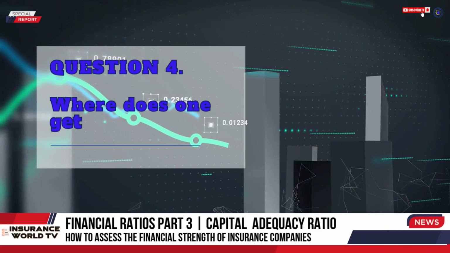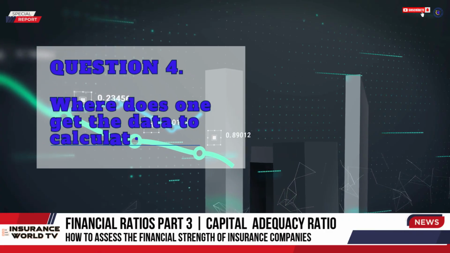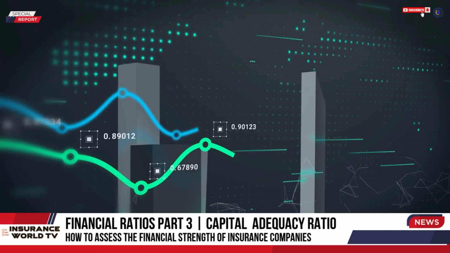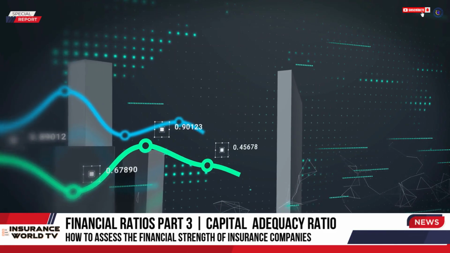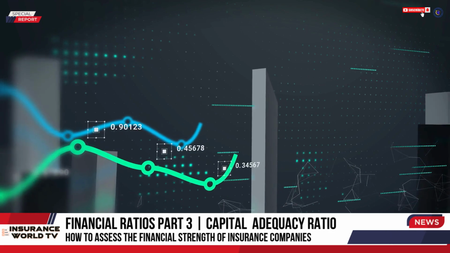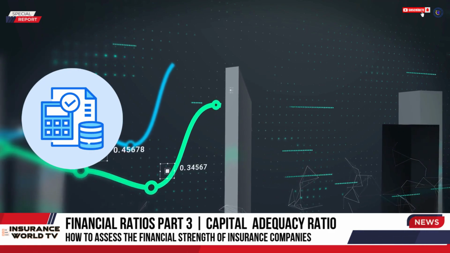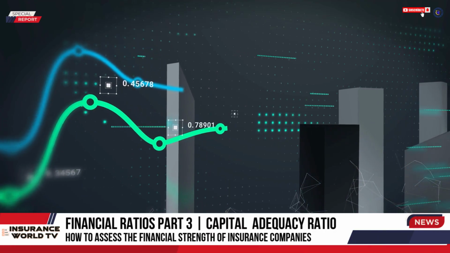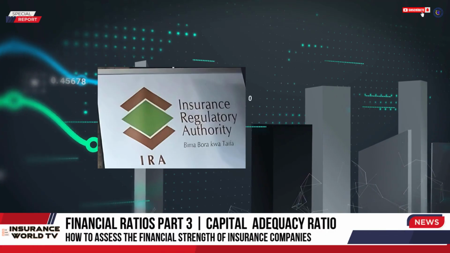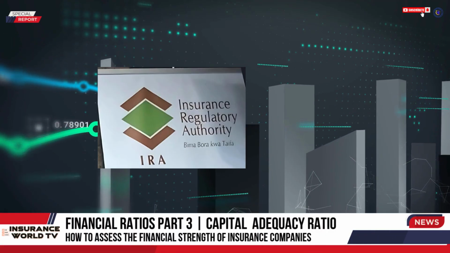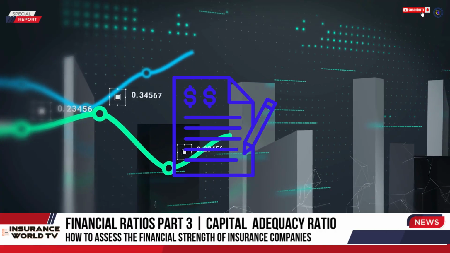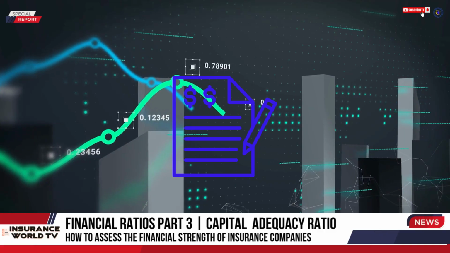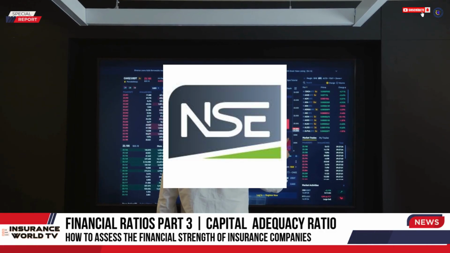Question 4. Where does one get the data to calculate the capital adequacy ratio? Reliable sources include: Number 1. Insurance company annual financial statements. Number 2. The Insurance Regulatory Authority reports and publications. Number 3. Audited annual reports of listed insurers from company websites or Nairobi Securities Exchange website.